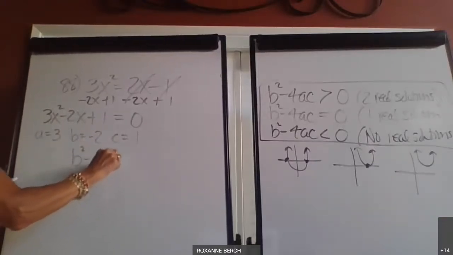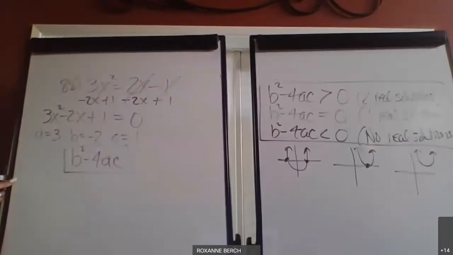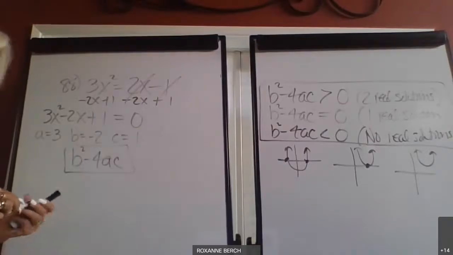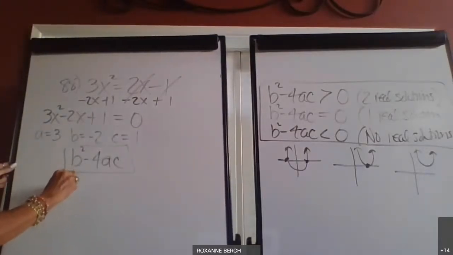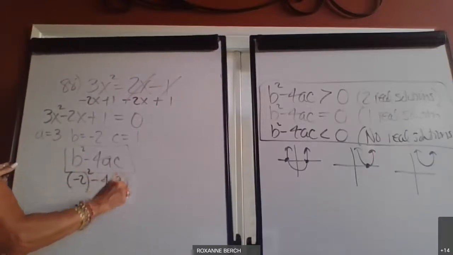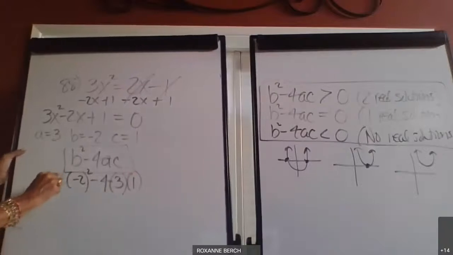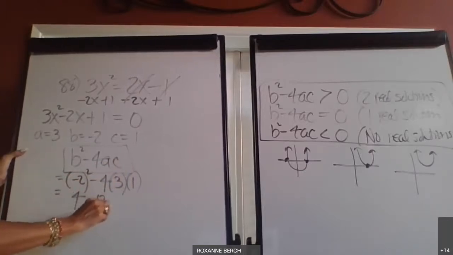B squared minus 4AC, without the radical. So once again, your B is negative. Make sure you put it in parentheses. So this would be negative 2 quantity squared minus 4 times 3 times 1. So the negative squared is a positive 4, and negative times positives is negative 12. And look at this, negative 8.